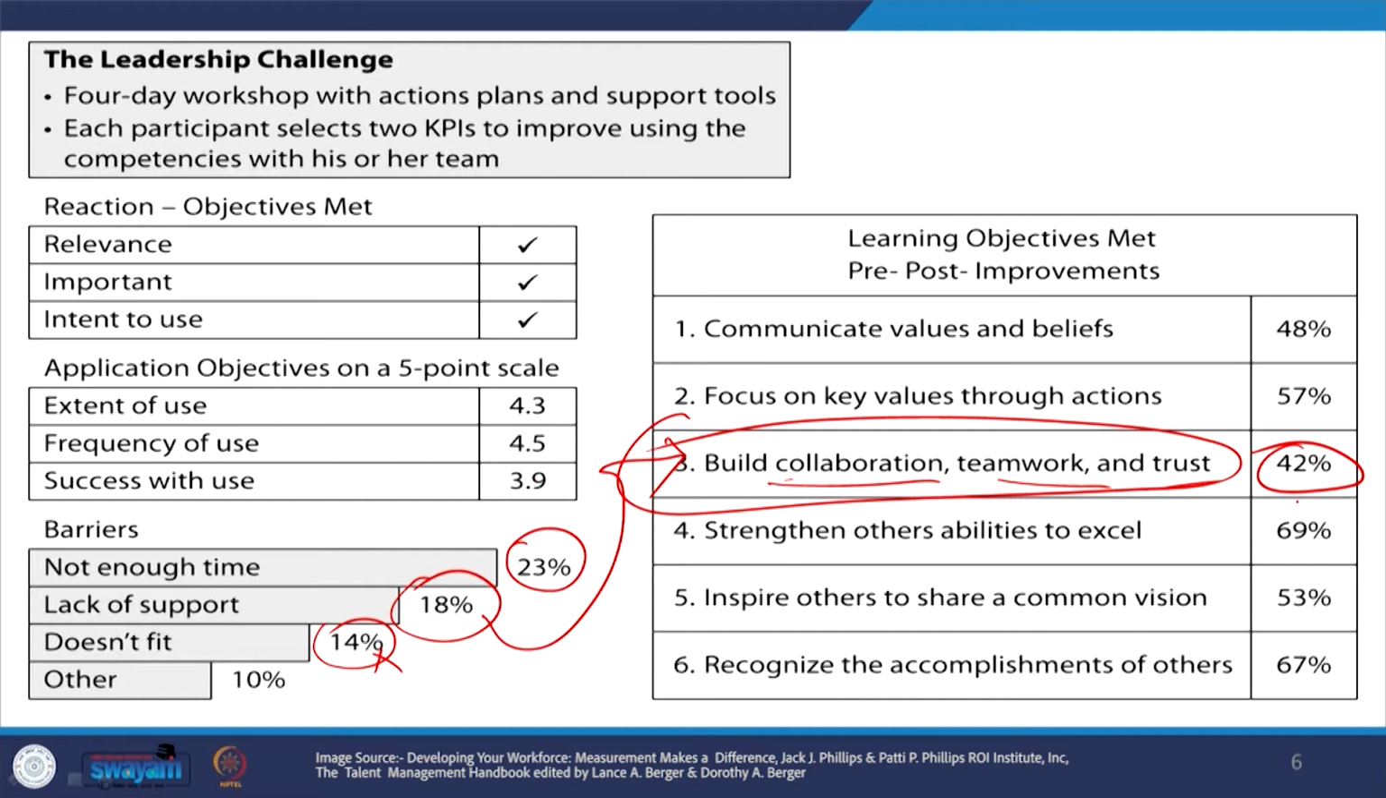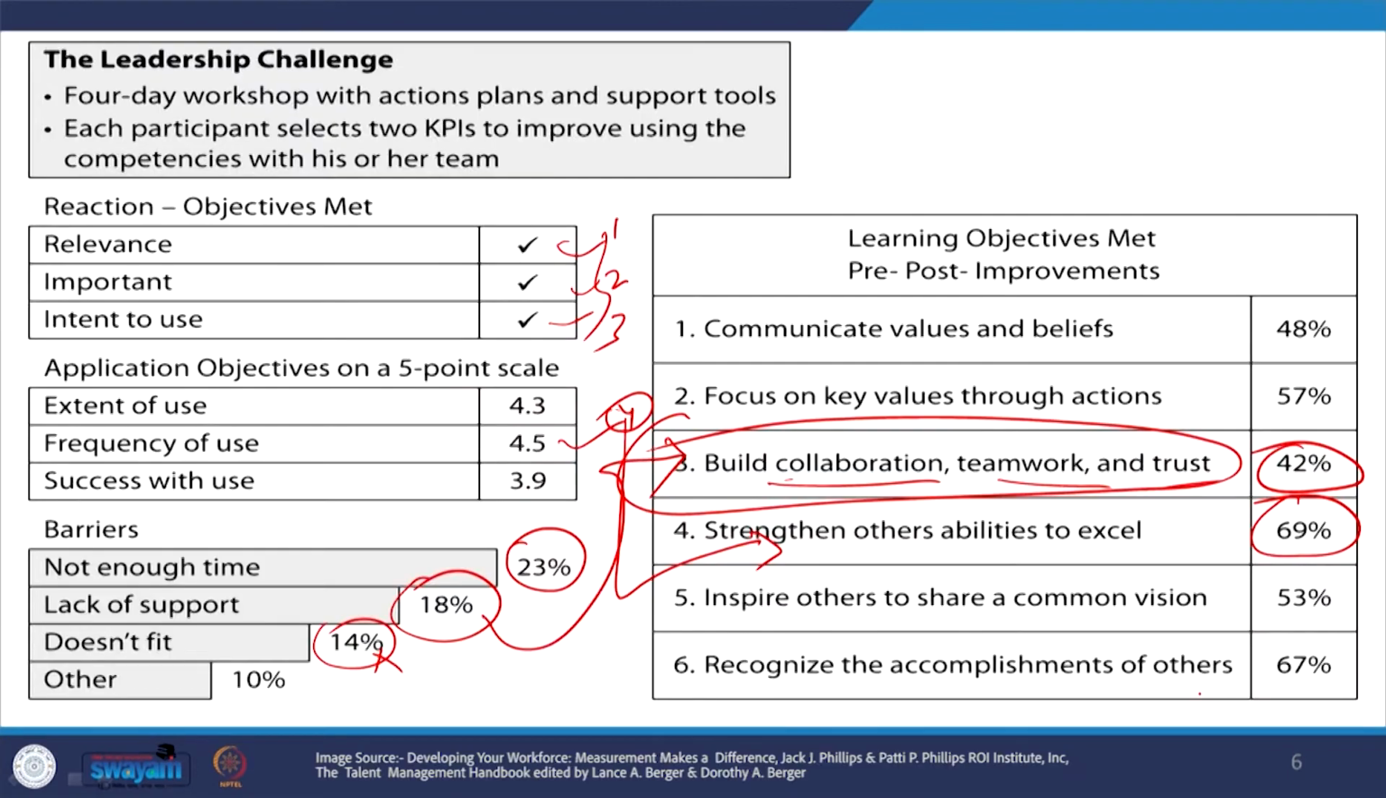Success is 69, right? So why is the success there? Here we will see frequency of use, because of the relevance, importance and intent to use, right? These 1, 2, 3 and 4 have led to the result, strengthening others' abilities to access. However, again we can see why this is not 100. The 69 is not 100, and this is because of these 23 barriers.